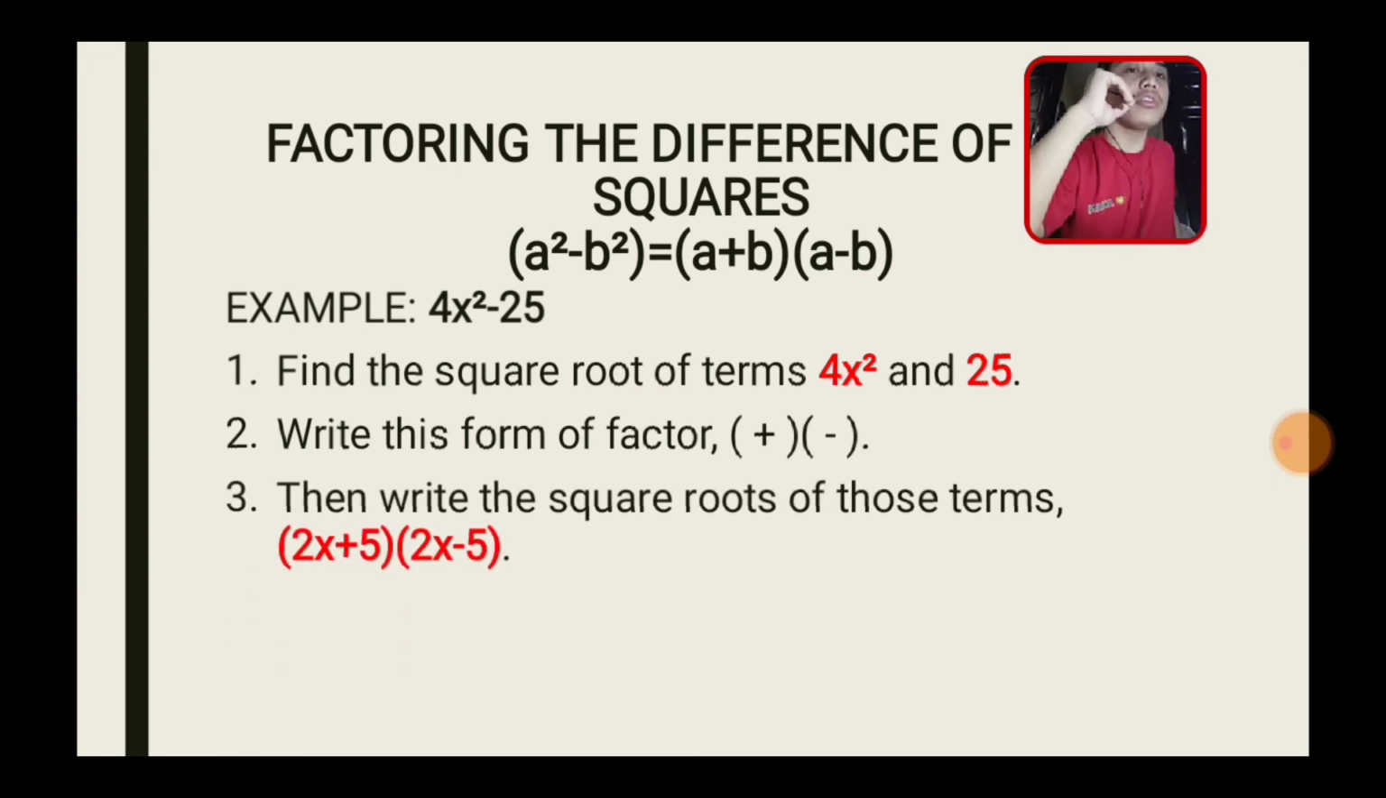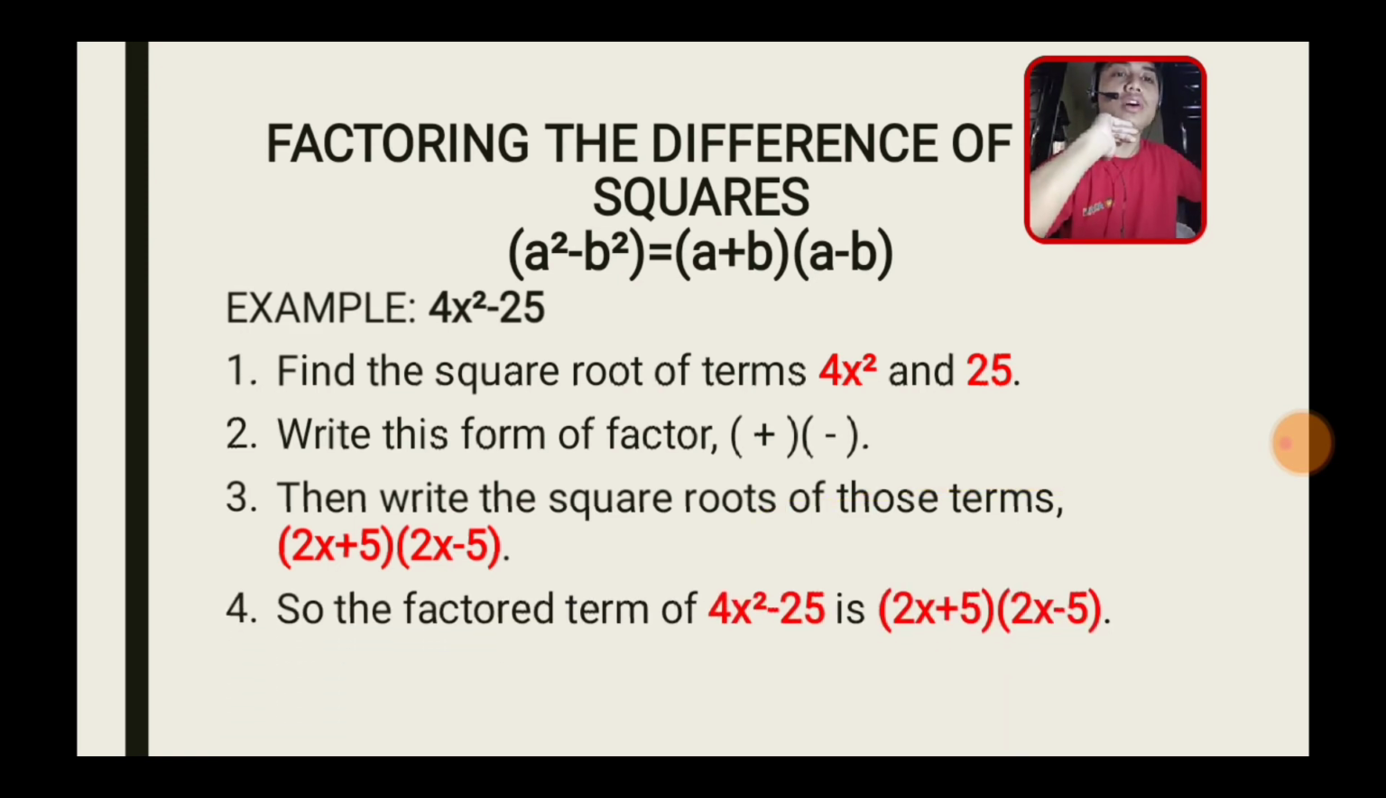So, then write the square root of those terms. So, the square root of 4x squared, we have 2x. So, next, the square root of 25. So, we have 5 and 5. Hindi naman lahat ng dito yung by square roots. Pero merong iba na hanapan yung factor. Mamaya, ipapakita ko pa sa iba. So, next, the factored form of 4x squared minus 25 is 2x plus 5 times 2x minus 5.